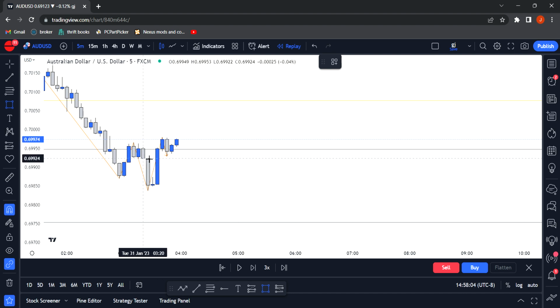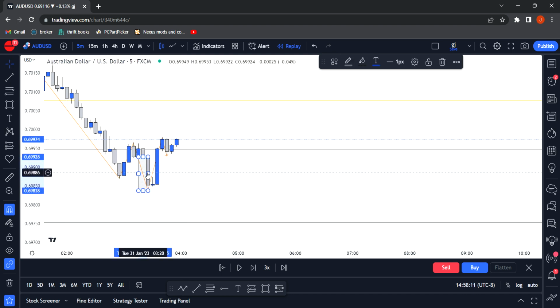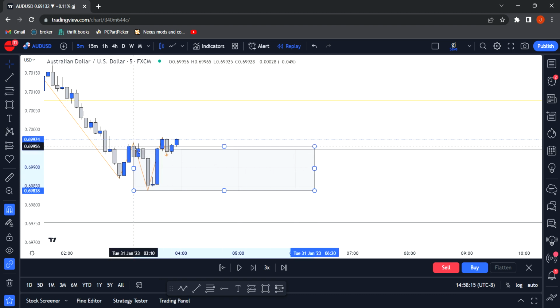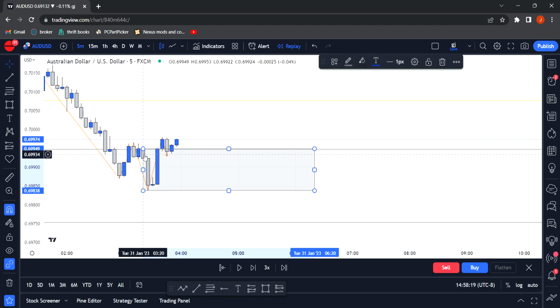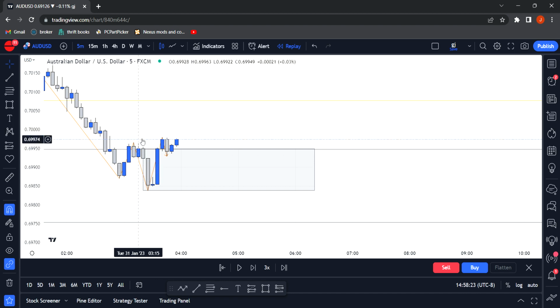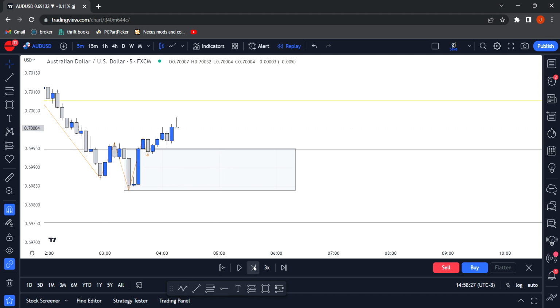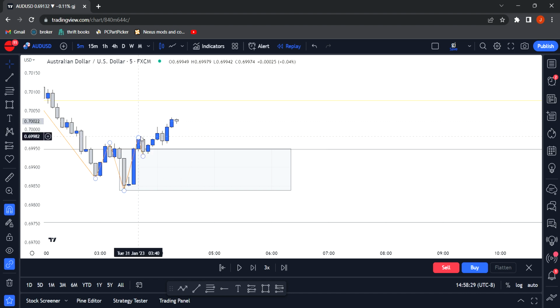I think it was this candle. I think I probably used the whole move, just this whole move for my demand zone, starting from this first bearish candle going down to break structure. I use this whole move, and if I press play, you can see price already retested the breaker structure. It retested, and then it just took off.